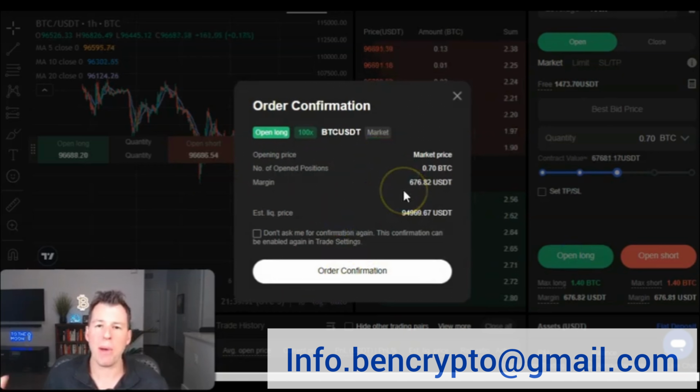I only have to put up half my margin, half my collateral. I'll have the other half of the collateral to open a short position for the other part of the demo trade. And this wiggle room, the liquidation price is about $1,700 less than current prices. So I'm pretty comfortable with that. So I'm going to hit order confirmation.